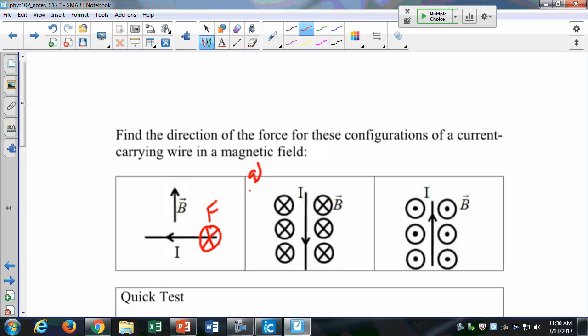Is it A or B? First of all, is it going to be X, Y, or Z for this one? Plus or minus X, right. And I know that because B is in the Z direction, I is in the Y direction, they're both negative Z, negative Y. And so the force has to be either in the plus or minus X direction. Yeah, B is the X as it's into the page. These represent the magnetic field in this region.